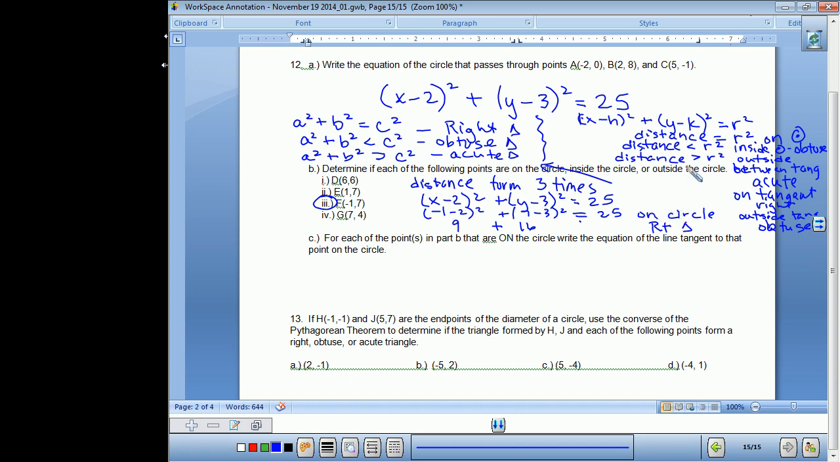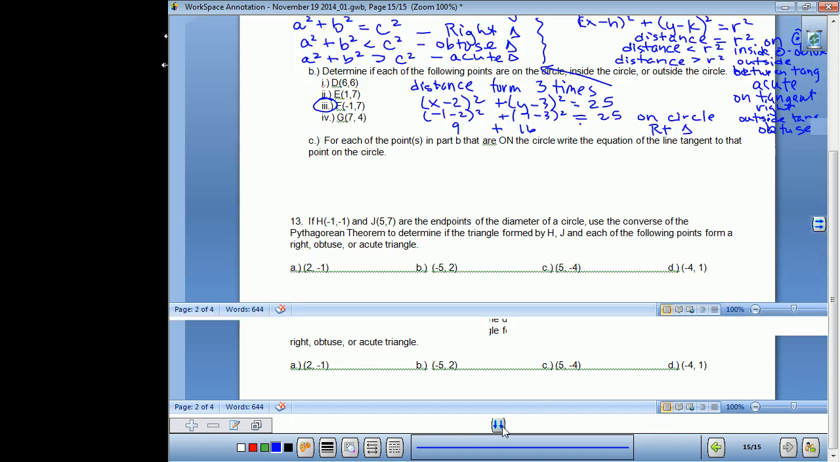My directions are very specific. It may say what type of triangle is formed, or it may say you do not have to tell me what kind of triangle is formed. Okay? Kind of going off that for number 13, I guess the part C was outside.